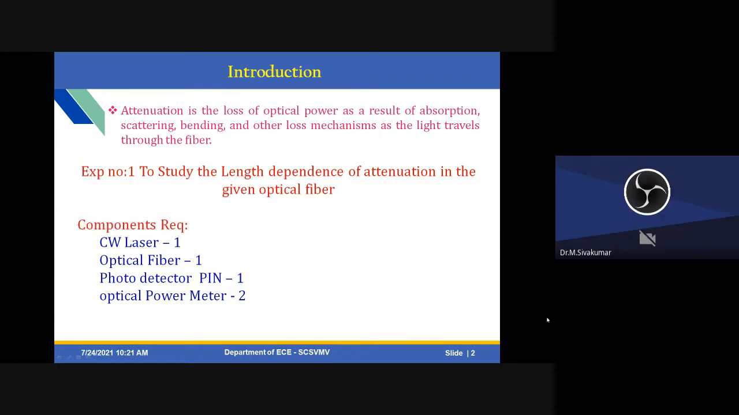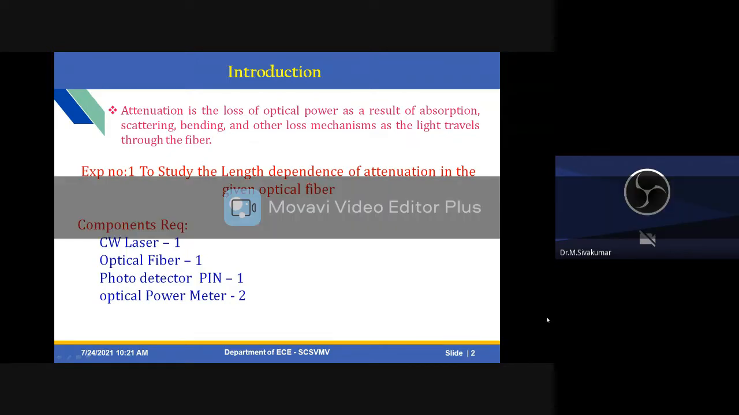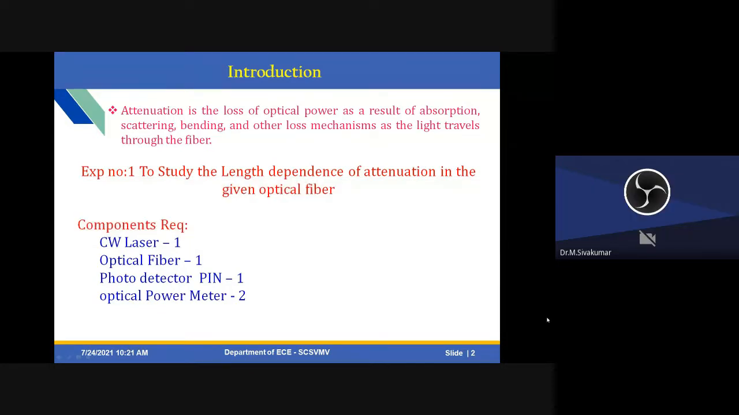For that, you need to know what components are required. Okay, what are the available libraries in the given version? It is available. So you need CW laser 1. Parallelly, you can drag and drop and do the experiment. Don't waste your time, simply watch the experiment. You take one CW laser, one optical fiber, one photo detector PIN, and then two optical power meters.